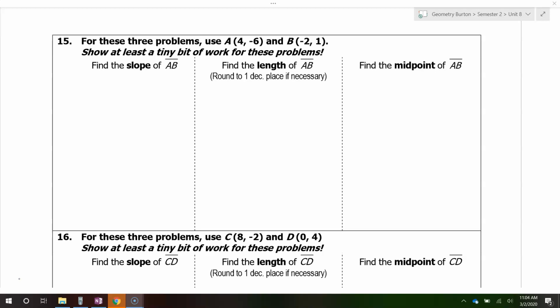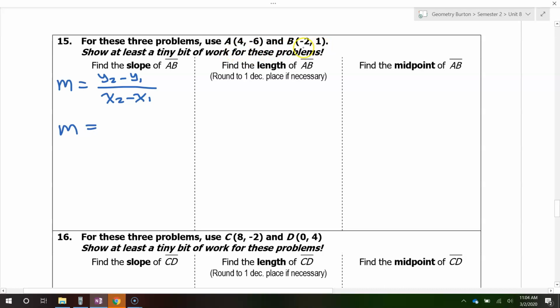The slope is rise over run if I had a graph. But if I don't have a graph, then I really want to think of the slope using this little formula, which is y2 minus y1 over x2 minus x1.